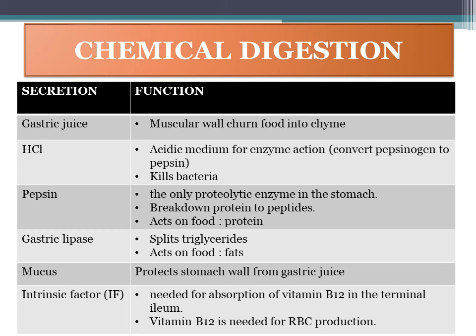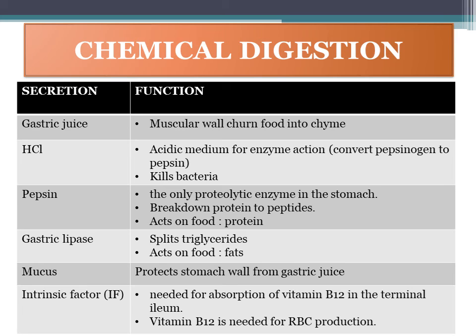Next, we have pepsin. As in the previous slide of the gastric glands, the chief cell secretes pepsinogen, but with the help of hydrochloric acid, it converts the pepsinogen to the active enzyme, pepsin, which is the only proteolytic enzyme in the stomach. Pepsin acts on protein and breaks it down to peptides.